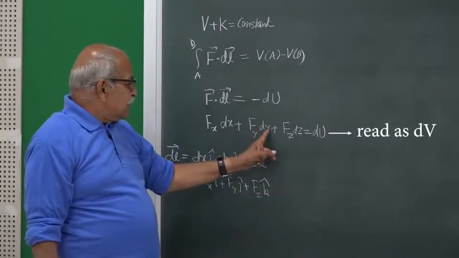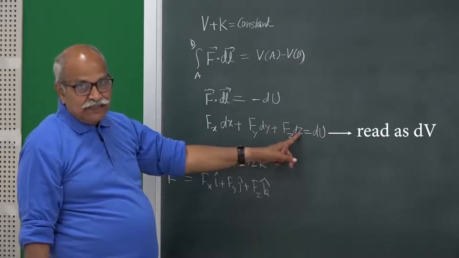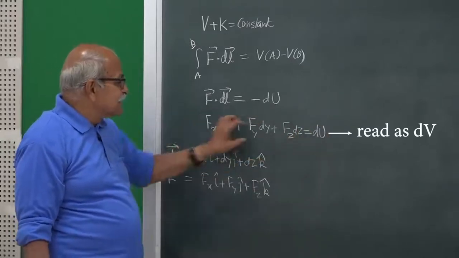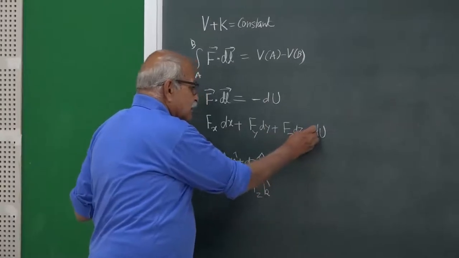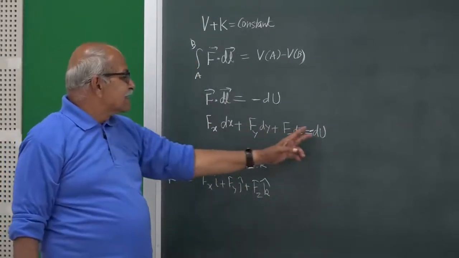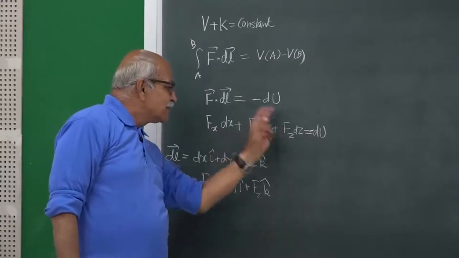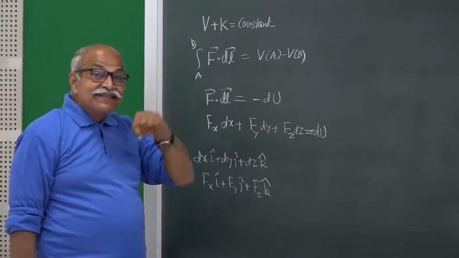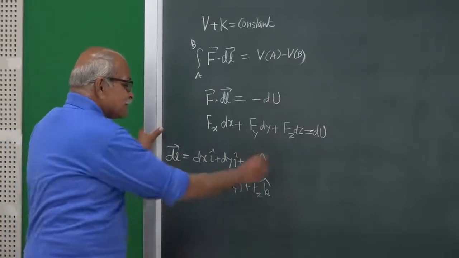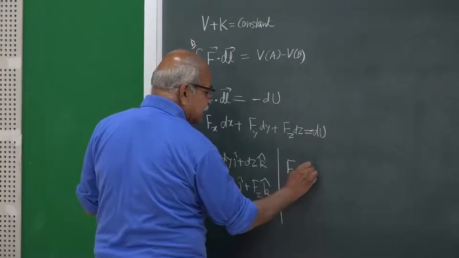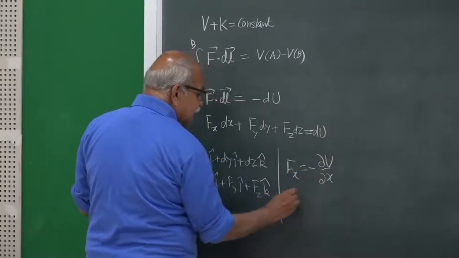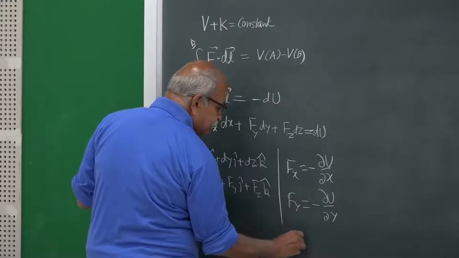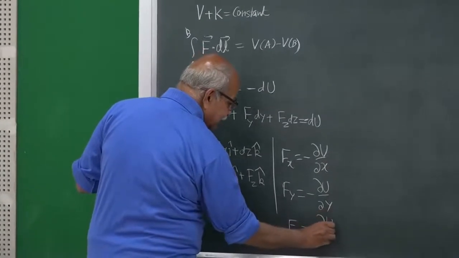Now if you take y and z as constant, which do not change, only x changes, then you have Fx dx is equal to minus dV. That means Fx is minus dV by dx, provided dy is 0, provided dz is 0, y is constant, z is constant. And that is the partial derivative of V with respect to x. So Fx from this equation is minus del V del x, and similarly Fy is minus del V del y, and Fz is minus del V del z.